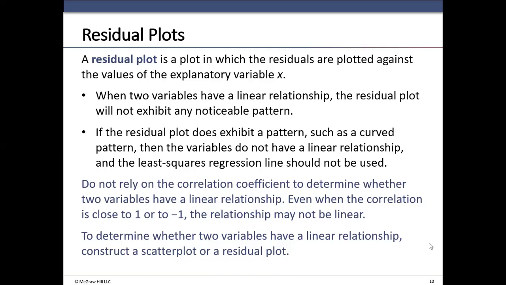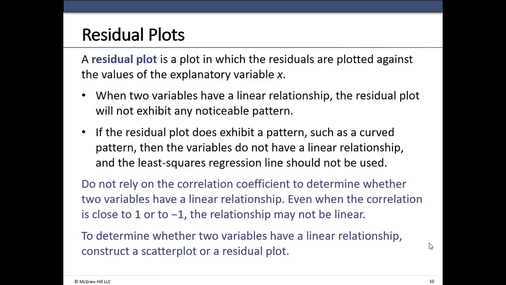A residual plot is a plot in which the residuals are plotted against the values of the explanatory variable x. When two variables have a linear relationship, the residual plot will not exhibit any noticeable pattern. If the residual plot does exhibit a pattern, such as a curved pattern, then the variables do not have a linear relationship and the least square regression line should not be used.